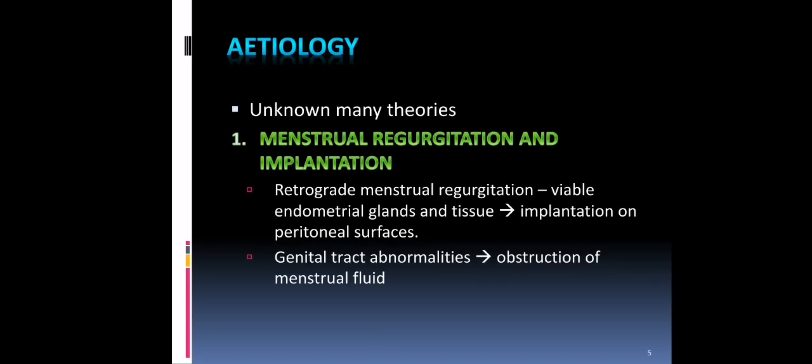Etiology is unknown, with many theories, and the commonest among them involves menstrual regurgitation and implantation. Retrograde menstrual regurgitation: viable endometriotic glands and tissues will implant on peritoneal surfaces. There are certain conditions with genital tract abnormalities, like presence of a septum or outflow tract obstruction. In case of imperforate hymen, the outflow of the menstrual blood would be obstructed and there can be regurgitation of the menstrual fluid into the fallopian tube, and through the fallopian tube into the pelvic cavity.